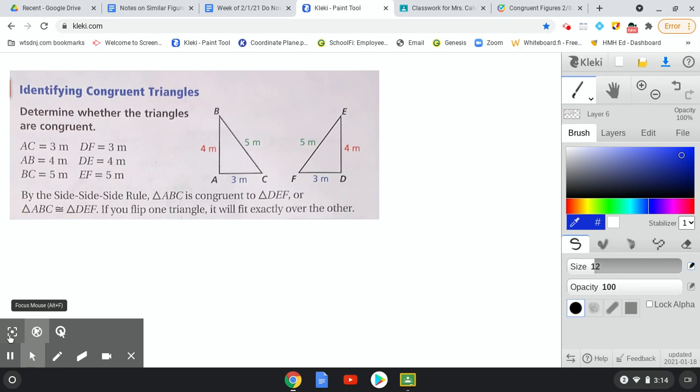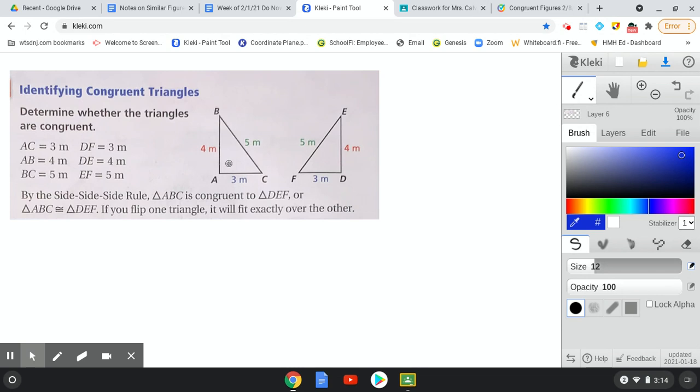Okay, so looking at this example, determine whether the triangles are congruent. So we're going to think about the side, side, side rule. We said if their corresponding sides were congruent, then that means their corresponding angles are congruent, and then both figures are congruent.